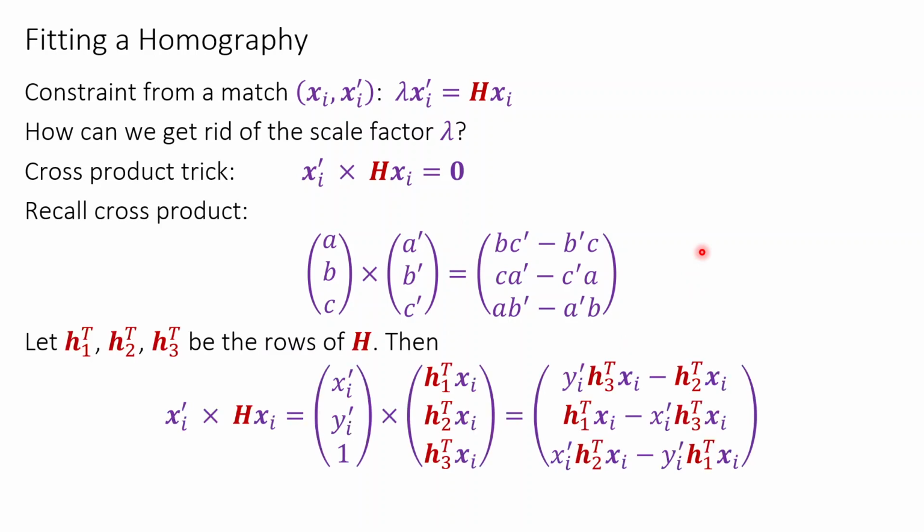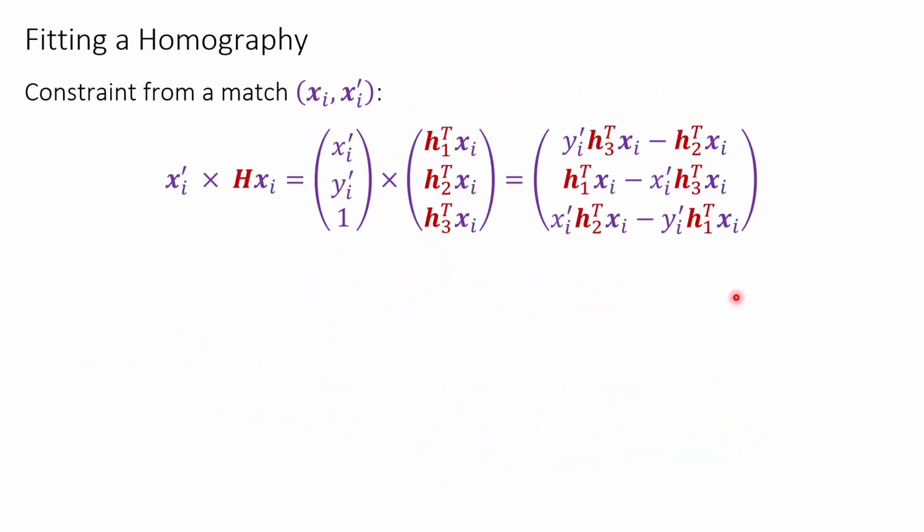Now this is how you express the cross product between two three-dimensional vectors. With the same idea, we can take xi prime and hxi. So hxi we can take as taking h1 transpose, h2 transpose, h3 transpose as rows of h. Then you can see that you get this expression in this form, and when you get the cross product by looking at this, you have this form. Okay, so this is the simplification that we can do.